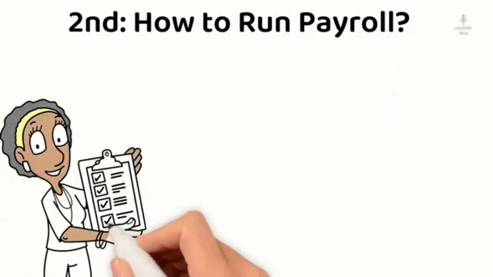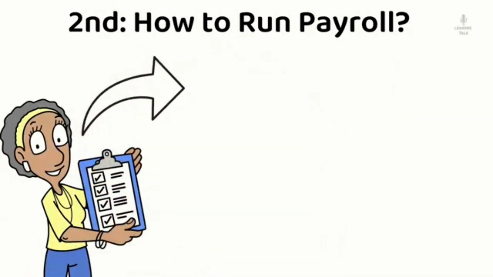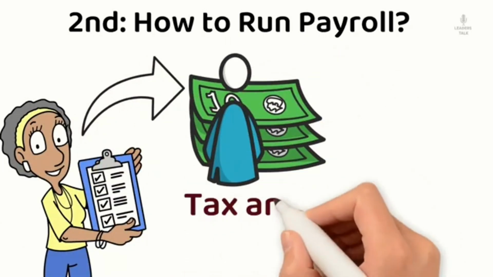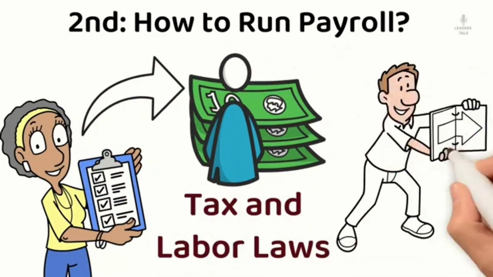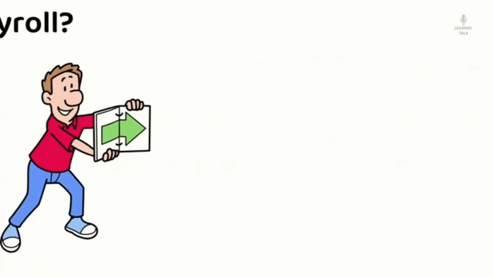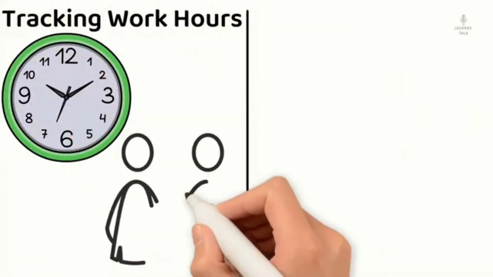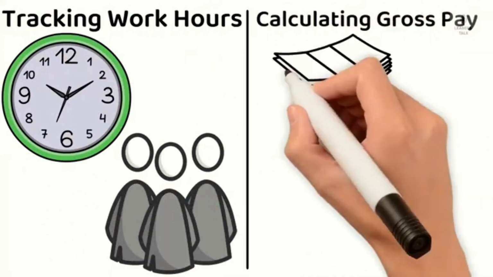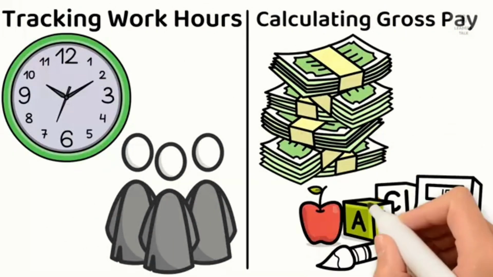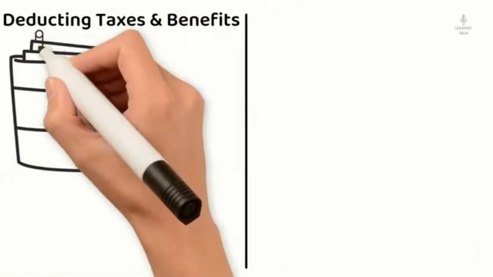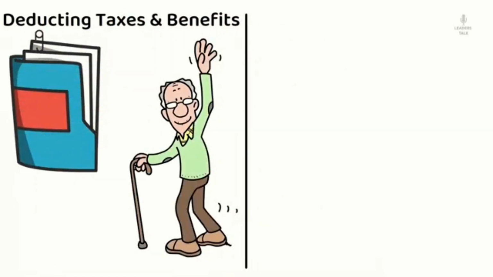How to run payroll refers to the step-by-step process a business follows to pay its employees accurately, on time, and in compliance with tax and labor laws. In simple terms, running payroll involves tracking work hours, knowing how many hours each employee worked, calculating gross pay, the full amount an employee earns before deductions, deducting taxes and benefits, like income tax, retirement contributions, health insurance, etc.